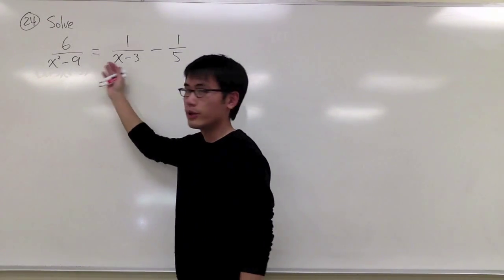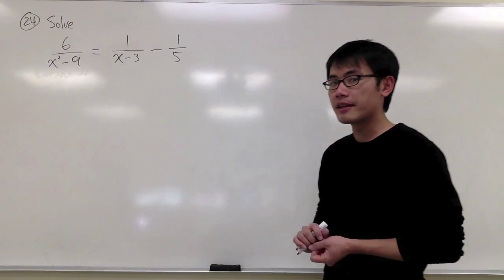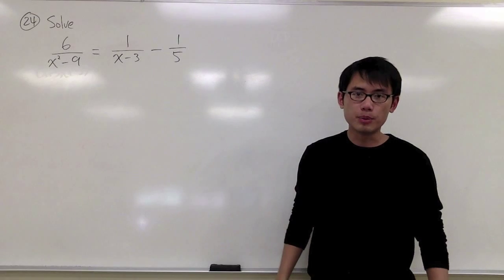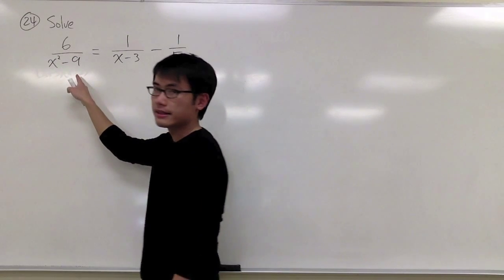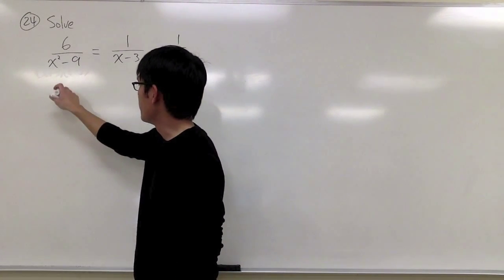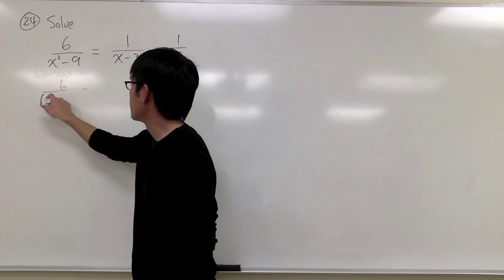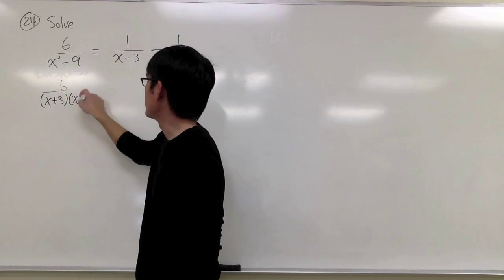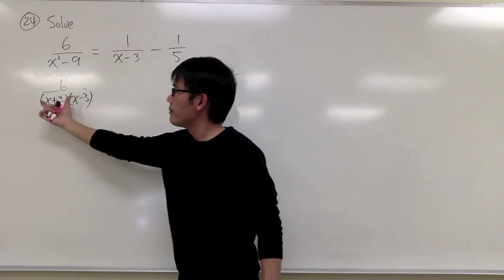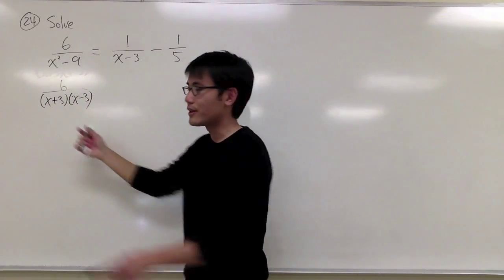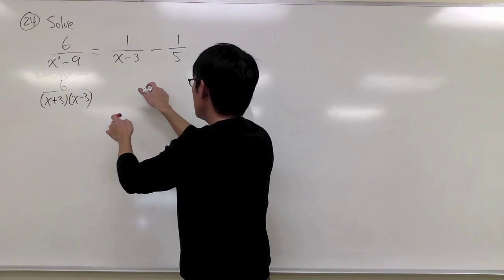And here we have a rational equation. And the way to deal with a rational equation is we should first factor out all the denominators and then look for the lowest common multiple of the denominators. I see that I have 6 over x squared minus 9. This can be factored, so let me do that. X squared minus 9 can be factored as x plus 3 times x minus 3. Okay? And then I'm going to leave some space after the first rational expression right here.